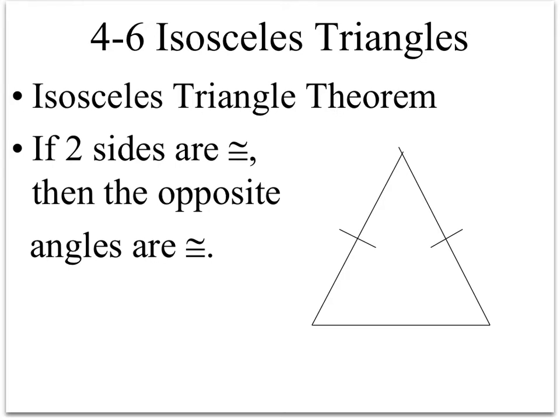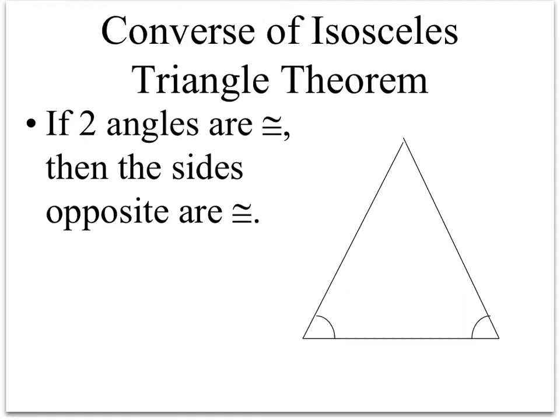triangle. So the isosceles triangle theorem basically says that if we have a triangle where two sides are congruent, then the opposite angles must also be congruent. So if this is true in this triangle, these two sides are congruent, then these angles are also congruent. The converse of this is also true. Converse means that you can say the sentence the other way around.